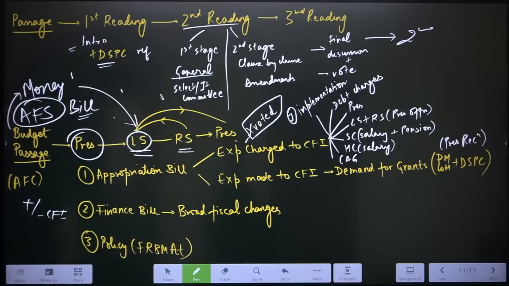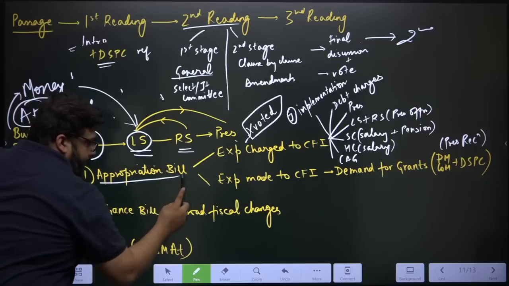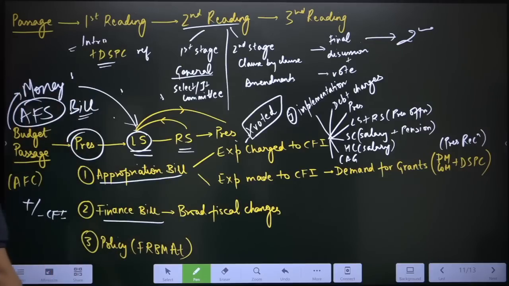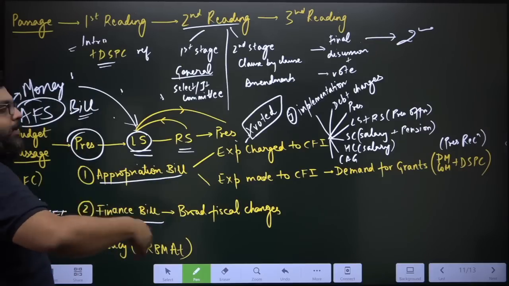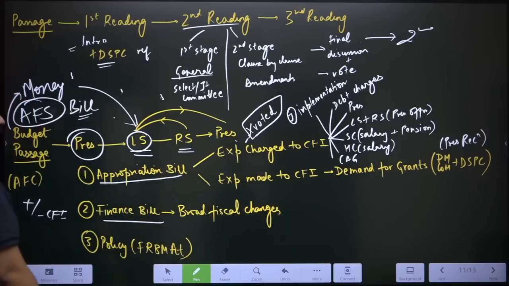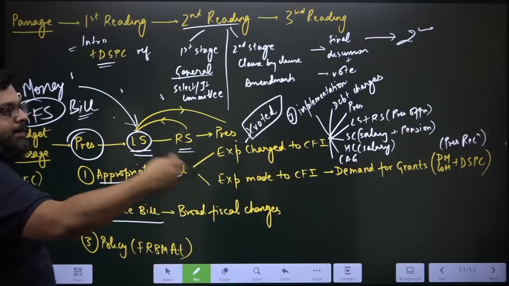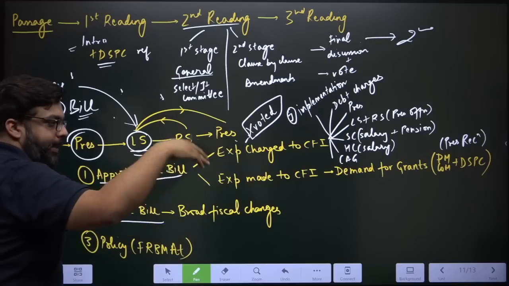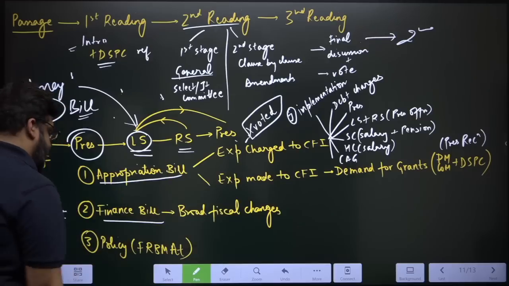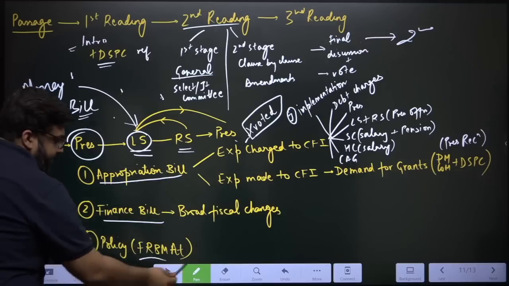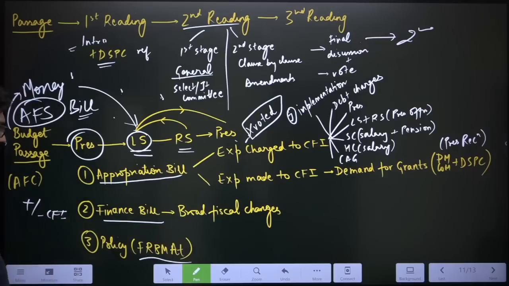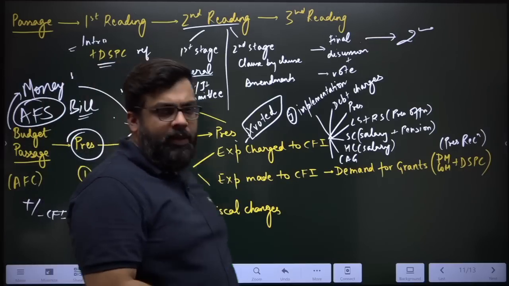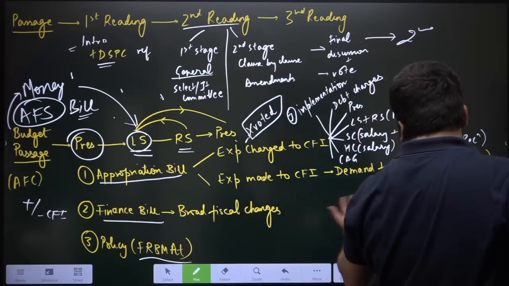Now, the budget comprises two separate bills. One is called an appropriation bill, the second is called a finance bill. An appropriation bill is the money which is being spent. A finance bill is your broad taxation changes, your policy changes, like we will increase income tax, we will reduce it, we will do this, we will do that. And of course, with the recent Fiscal Responsibility and Budget Management Act, we now have to attach what is called a fiscal policy statement or a budget policy statement along with the budget.